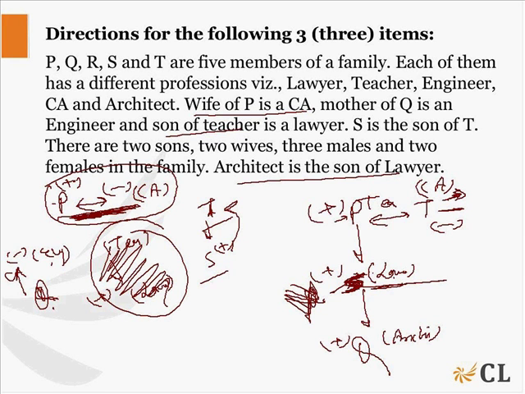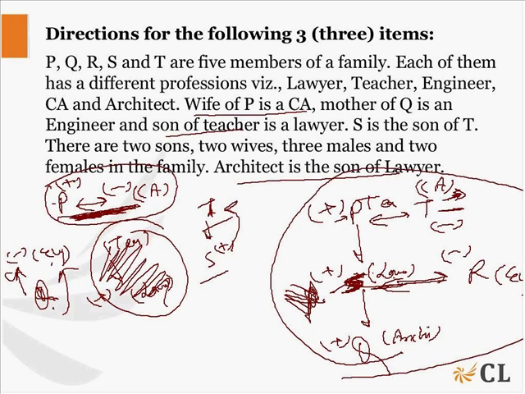But S is also a son of T, so T has to be the CA, and they are husband and wife. And S is the male, so only one member is left, which is R, so he has to be the female. And because Q's mother is engineer, R has to be engineer. This is the complete diagram we can make. Manish, got it?